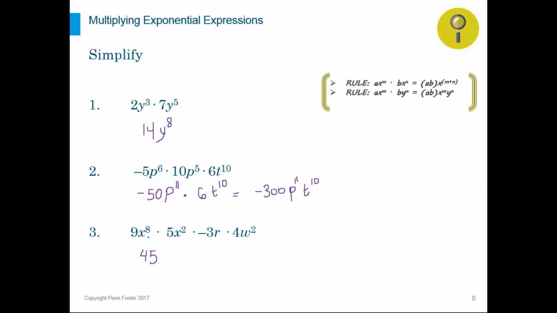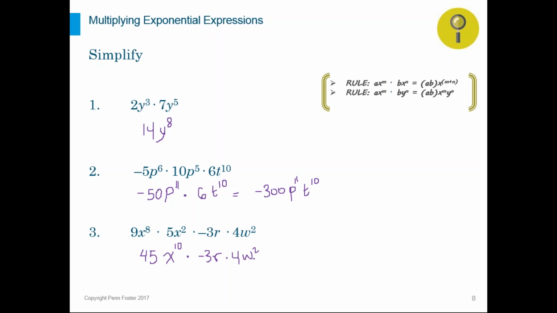So in this case, you will be adding the powers. So it will give you x, and then 8 plus 2 will give you 10. I'm not done yet. I still have to multiply times negative 3r and times 4w to the 2nd. W to the 2nd, I'm sorry.